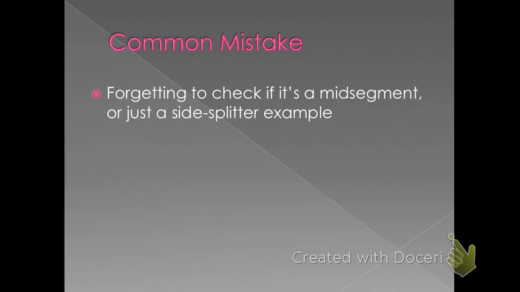The biggest mistake is forgetting to check if it's actually a midsegment. You might see the triangle set up, and maybe this is marked 12 down here, but this is marked 3, and this piece is marked 6. If you don't check to make sure that these two pieces are congruent, then you might automatically assume that this is a midsegment because we've been practicing this, and you might forget about the other plain side splitter examples. So remember to double check.